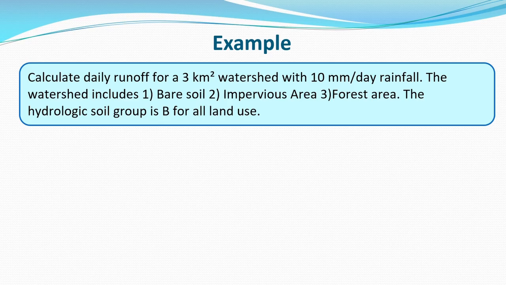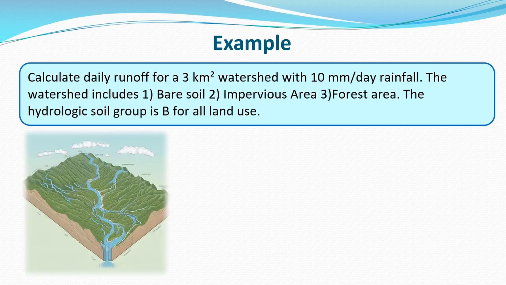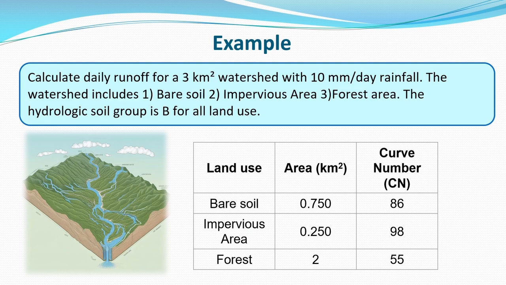So what is the total area? The total area is 3 km square, divided into 3 land use: bare soil, impervious area and forest area. So this is the allocation of area. Bare soil occupies 0.75 km square out of 3 km square. Impervious area occupies 0.250 km square and forest area is more compared to bare soil and impervious area. Forest area is 2 km square.